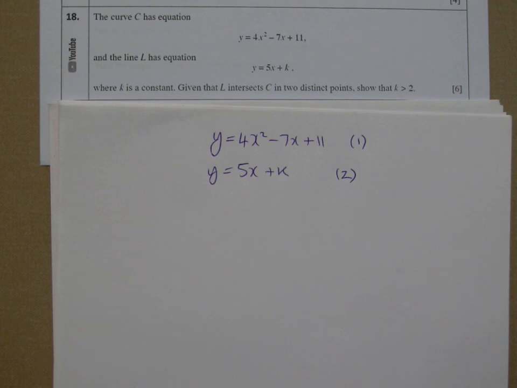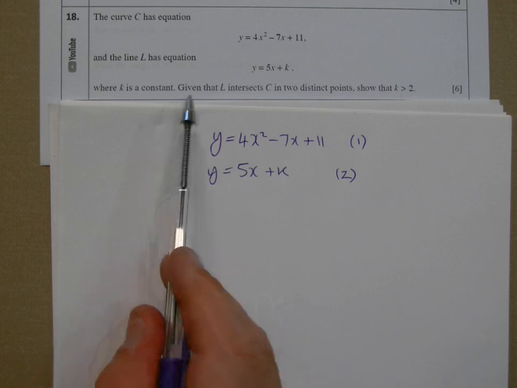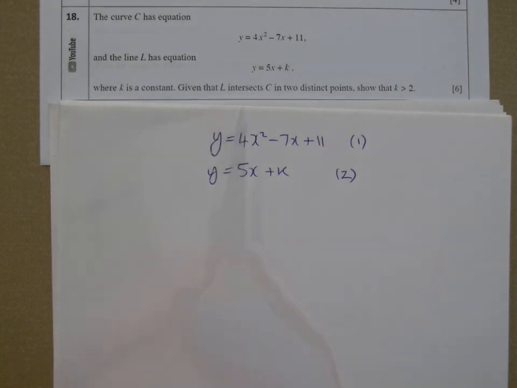Right, so the curve C has this equation here, and then we've got a line, and this has got this equation. So sort of the form that we're used to with a line, you know, y equals mx plus c, okay? Our constant here is given as k. So it says then, given that L and C intersect in two distinct points, show that k is greater than 2.